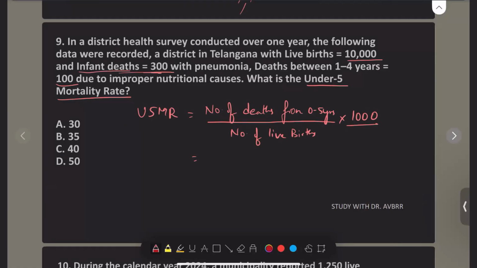Infant deaths are 300. Infant means 0 to 1 year old, right? So 300, and deaths between 1 to 4 years, they're also under 5. So plus 100. That's it. And for the denominator, number of live births, we take 10,000 as given, into 1,000. So don't get confused here. We are taking a total of 400. I just cancelled right away. So you will get the answer 40.